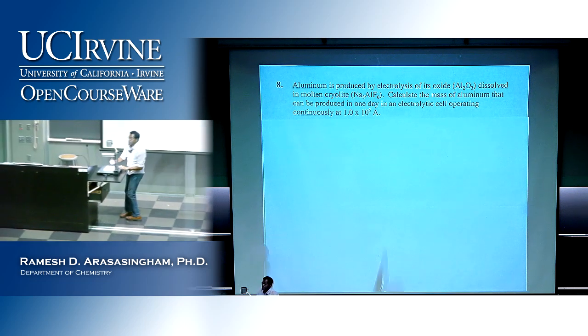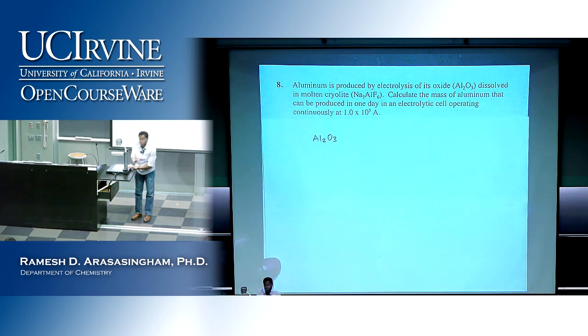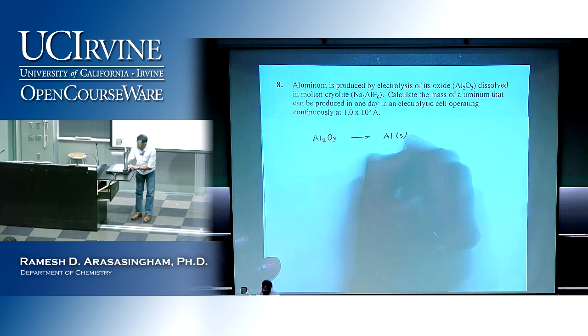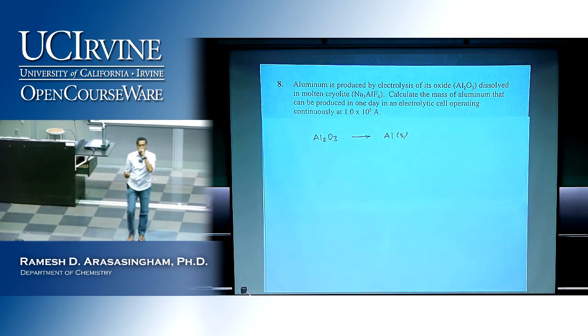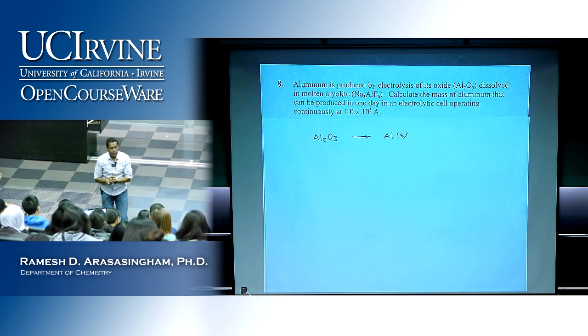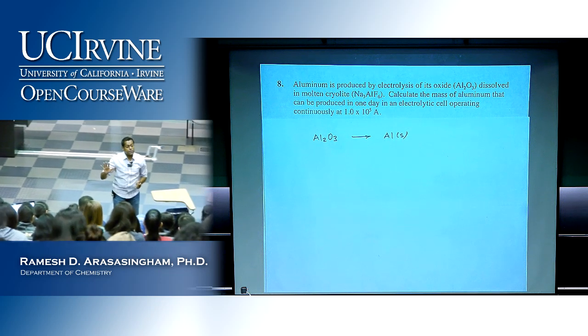What you're looking at is aluminum starting off as this and depositing as aluminum solid. So you have aluminum oxide dissolved in there, and this aluminum oxide is being deposited as aluminum. So I need to know n. I need to know how many electrons are being supplied.